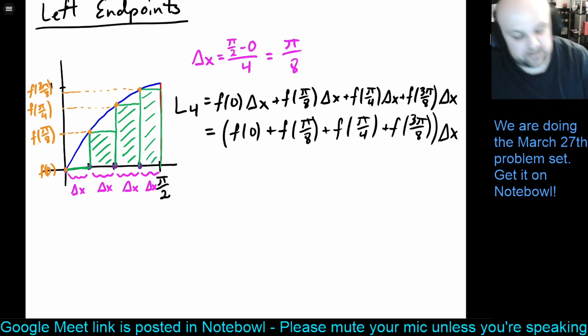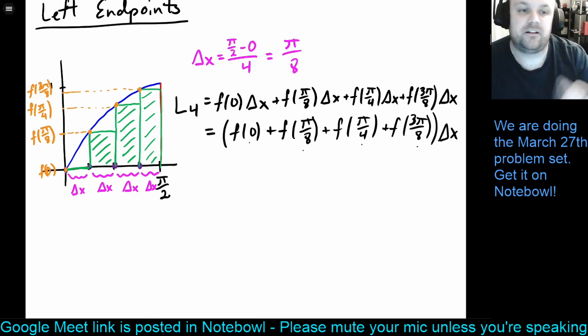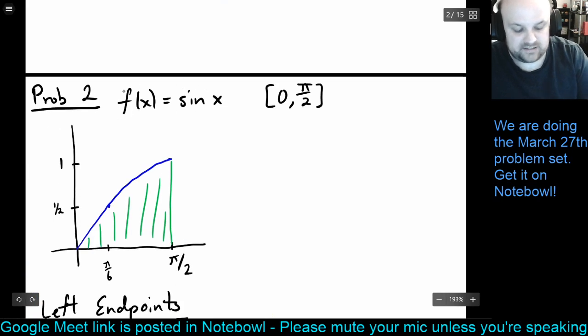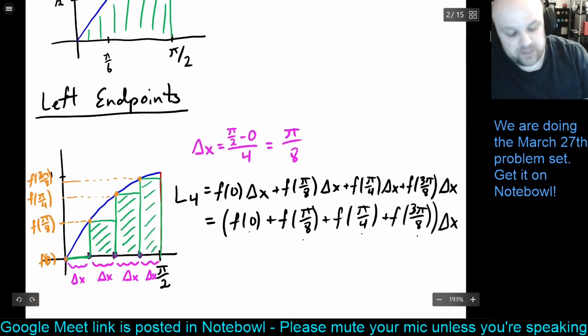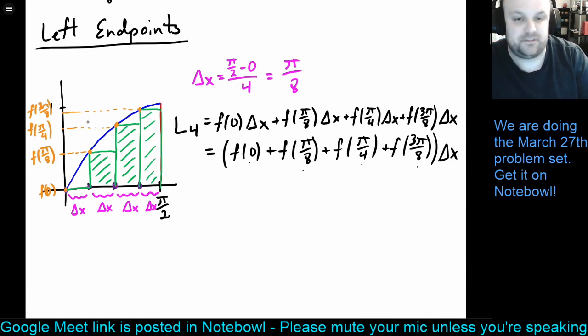So calculating the y values, that's what we're about to do. Since we're using left endpoints, we're looking at the left edge of each of these intervals. So these 4 points corresponding to these x values right here. If we take those and plug them into the function, so in our case, we're going to plug all of these into sine of x.